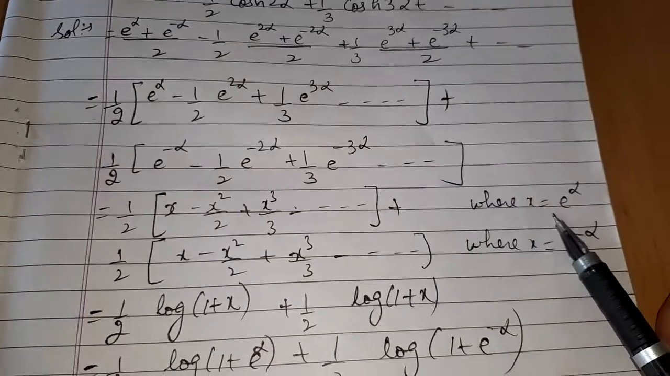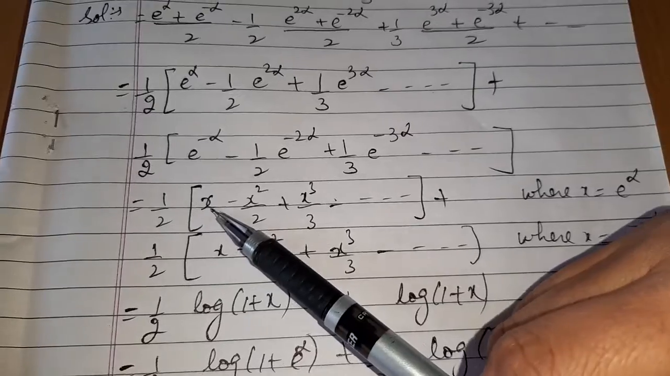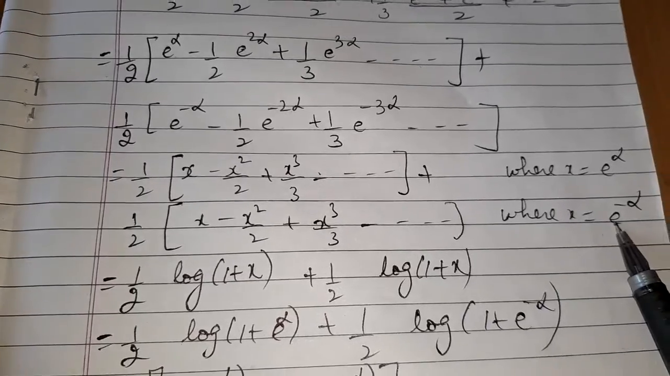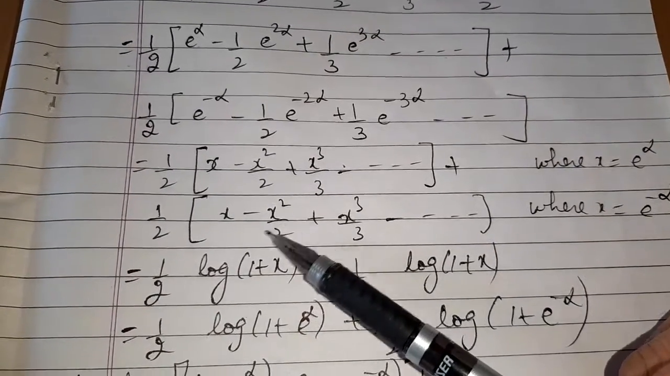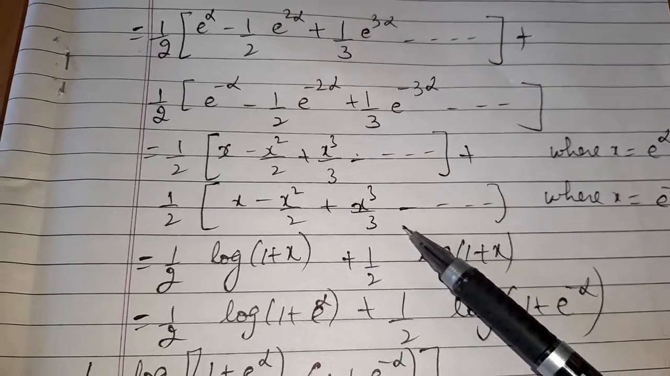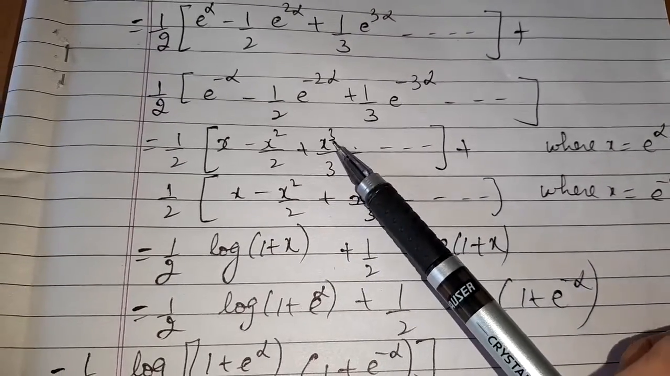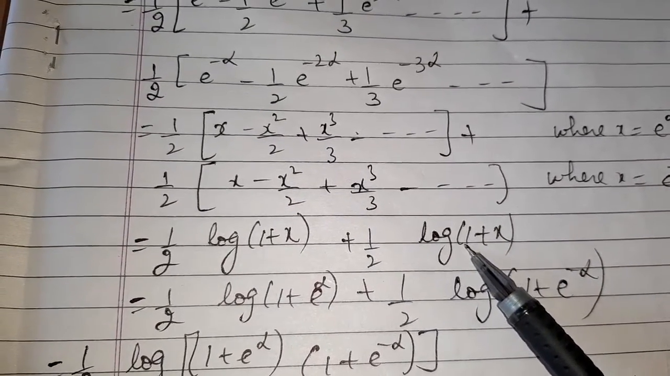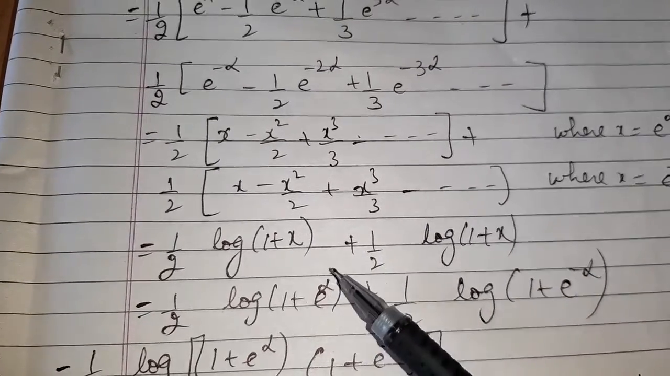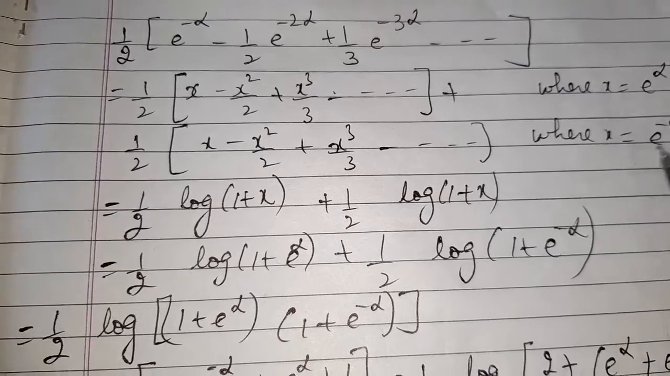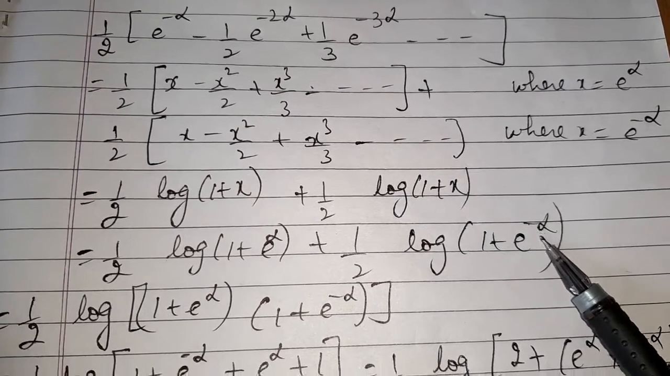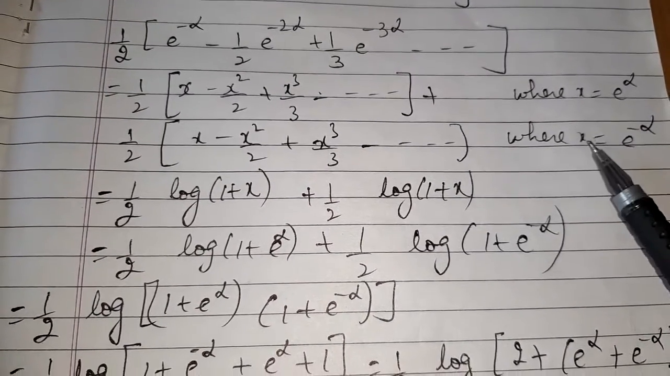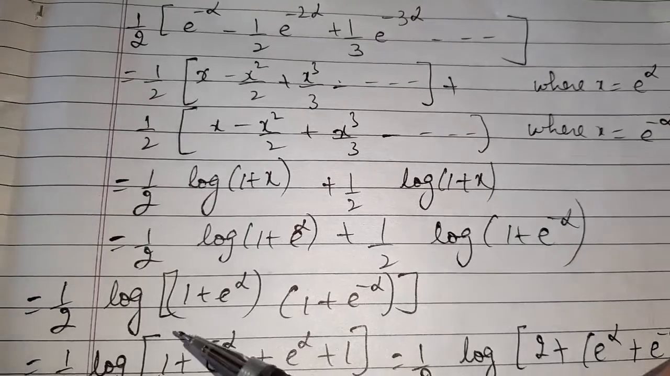If we put x equals to e raised to power alpha here, we will get 1 by 2 [x minus x square by 2 plus x cube by 3 and so on]. Plus if we again put x equals to e raised to power minus alpha here, we will get x minus x square by 2 plus x cube by 3 and so on. Now this is the expansion of log of 1 plus x, and again this is the expansion of log of 1 plus x. Now here we have to substitute x as e raised to power alpha, and here substitute x as e raised to power minus alpha, as we had already taken x as e raised to power alpha here, and x as e raised to power minus alpha here.